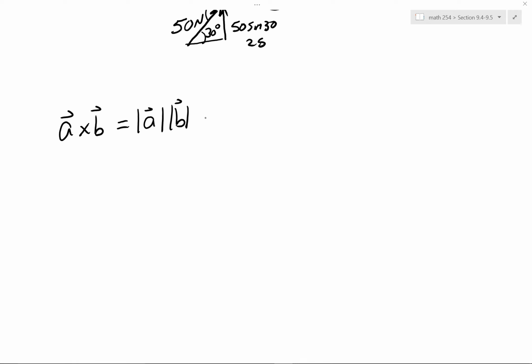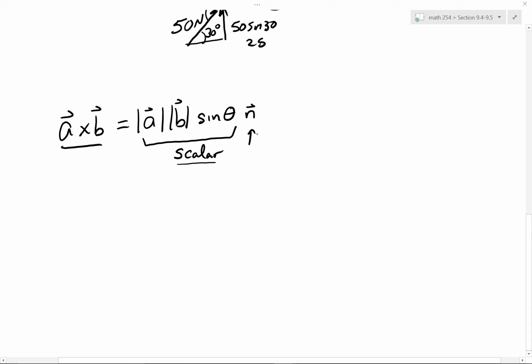Times the sine of theta. And then there's this goofy little vector right here, because remember, this is all scalar. And remember that this guy is itself a vector. So this is just how much, this is the direction. So this is where it gets kind of interesting and kind of fun.